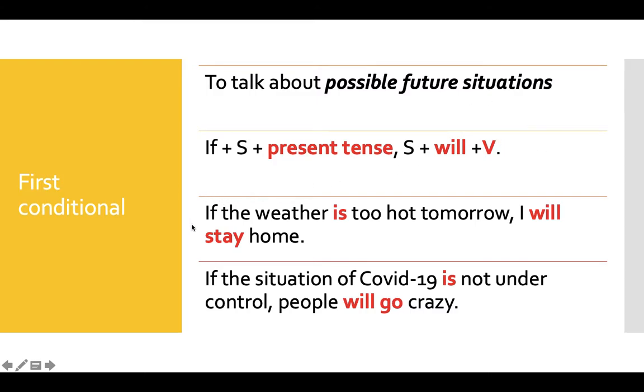Some examples are, if the weather is too hot tomorrow, I'll stay home. So this is definitely a possibility. And if this happens, this is what you will do. If the situation of COVID-19 is not under control, people will go crazy. So this is definitely a possibility, even though we don't want that to happen, okay? But it is possible. And this is what will happen if that becomes a possibility, okay? So we use the first conditional to talk about possible future situations.